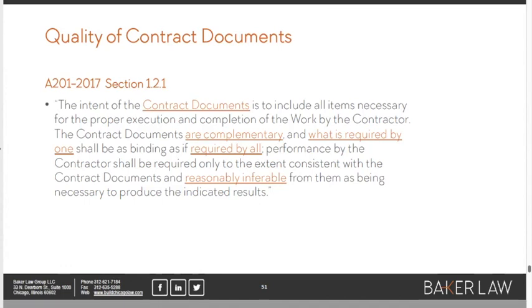No, what this says here on the screen is that what's required by one is as binding as if it shall be required by all. The GC's got to realize that if somebody forgot a dimension or something like that, their eyes have to be connected to their brain. They don't get a free pass. You've got to review the totality of it. And you've got to do what's necessary to comply with the contract documents and what's reasonably inferable from what you see in there. So if every toilet is detailed 16 to 18 inches off the wall for one floor, the GC can't say, well, I assume that you want it to be different.